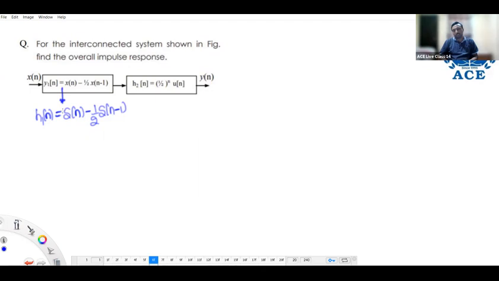Impulse response of second system is known. First system it is unknown. So just convolve and tell me the final simplified answer, everyone. Convolve and tell me what is the final simplified answer? Again, we need convolution property of impulse for mathematical simplification.